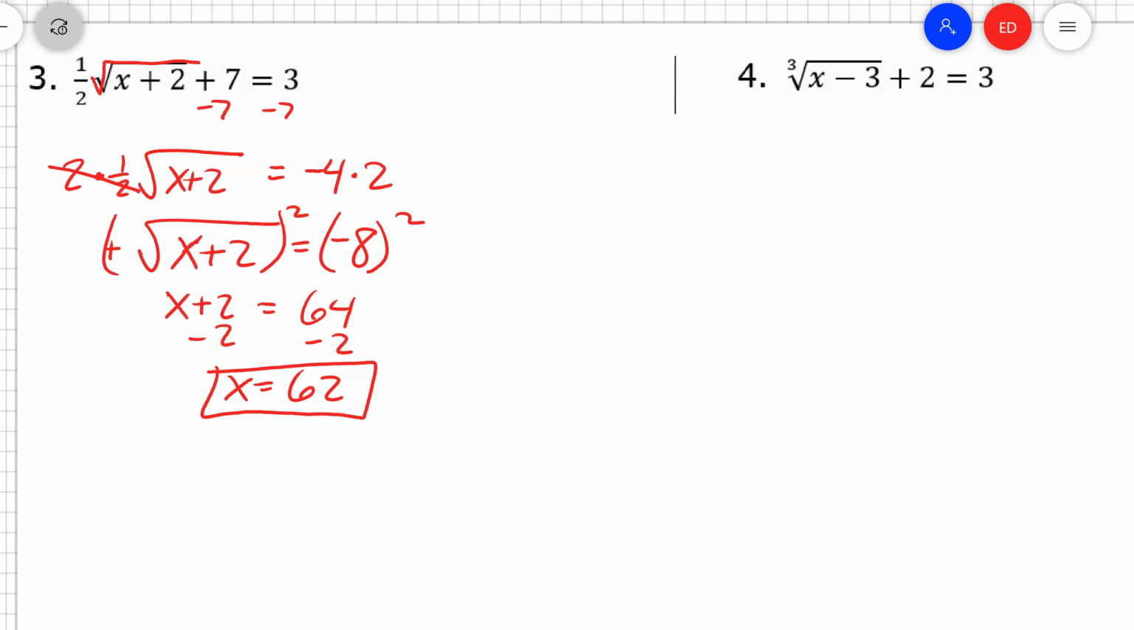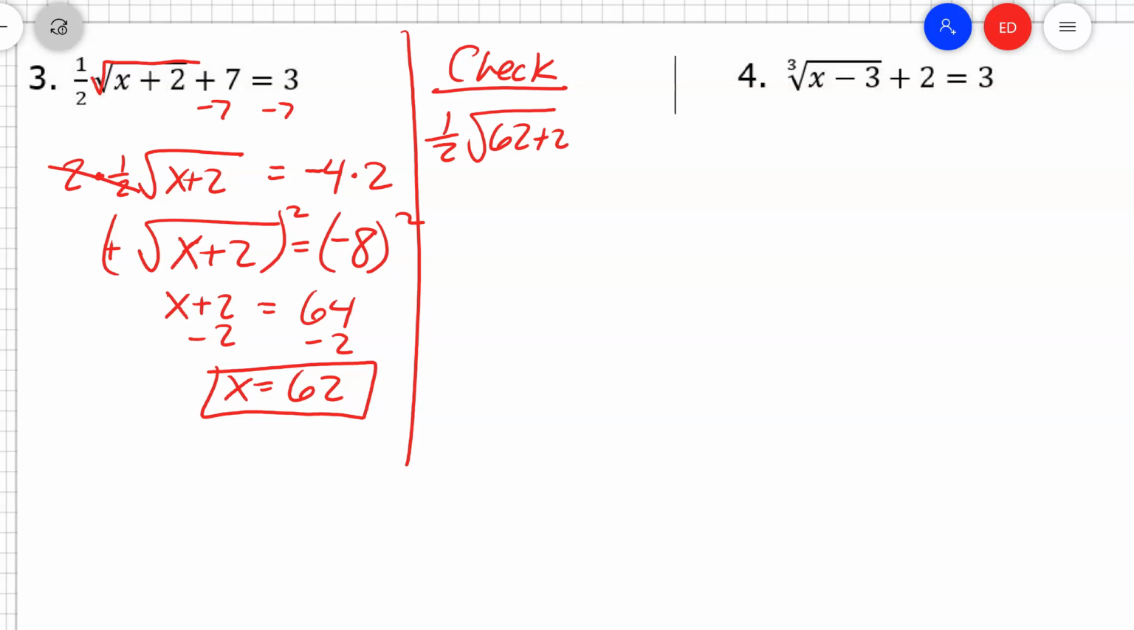But wait, if you don't check your work, you're going to think you've got the right answer. But you don't. So you would have like -2 points on your quiz. So please make sure that you do check your work. So let's go ahead and substitute it back in. So we have 1/2 square root of 62 plus 2, plus 7 on the outside of that radical. I'm plugging it right back into our original equation.